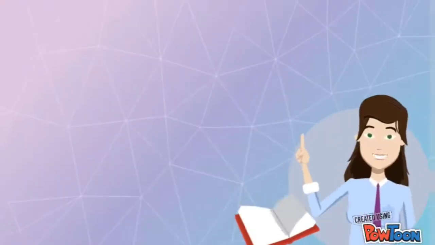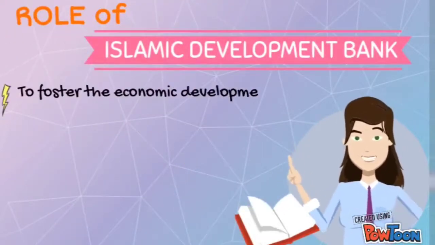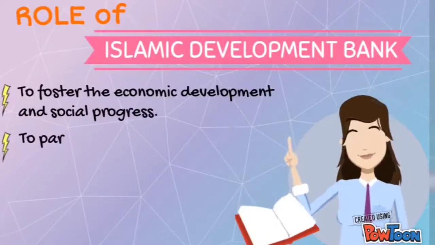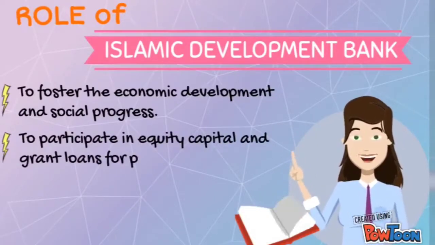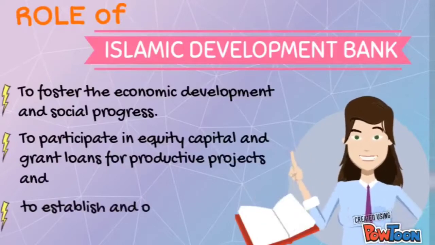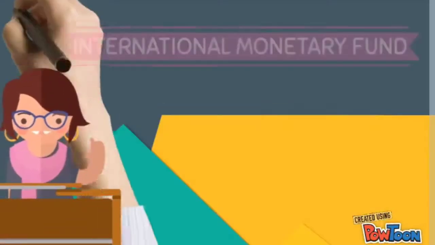Role of the Islamic Development Bank. The purpose is to foster the economic development and social progress of member countries as well as jointly in accordance with the principles of Sharia Islamic law. The bank is to participate in equity capital and grant loans for productive projects and enterprises. It is also to establish and operate special funds for specific purposes. Role of the International Monetary Fund, IMF.